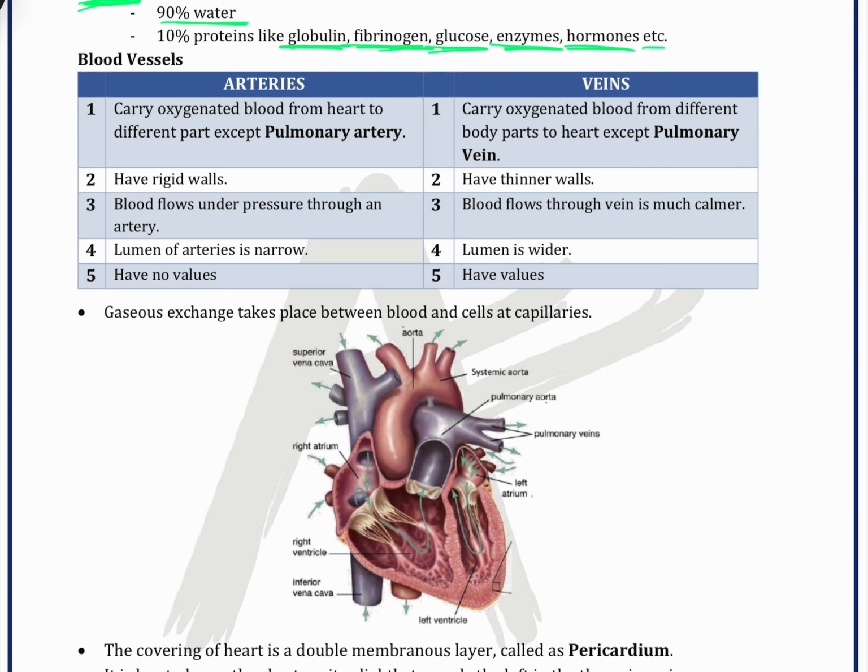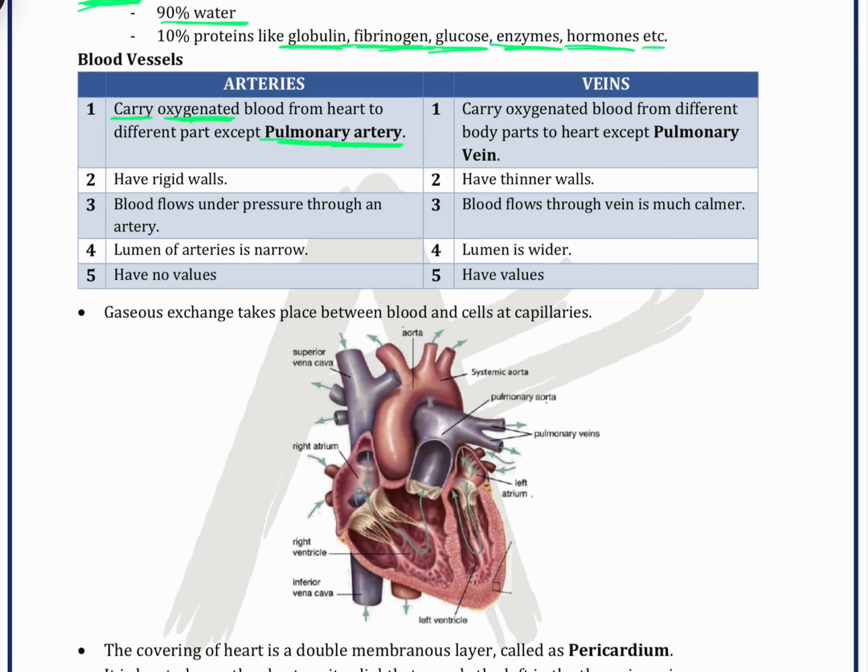The differentiation between veins and arteries is given here. Arteries carry oxygenated blood from the heart to different parts of the body except the pulmonary artery. The pulmonary artery is a different case. It carries deoxygenated blood, and in the same way the pulmonary vein carries oxygenated blood, and all other veins carry deoxygenated blood.